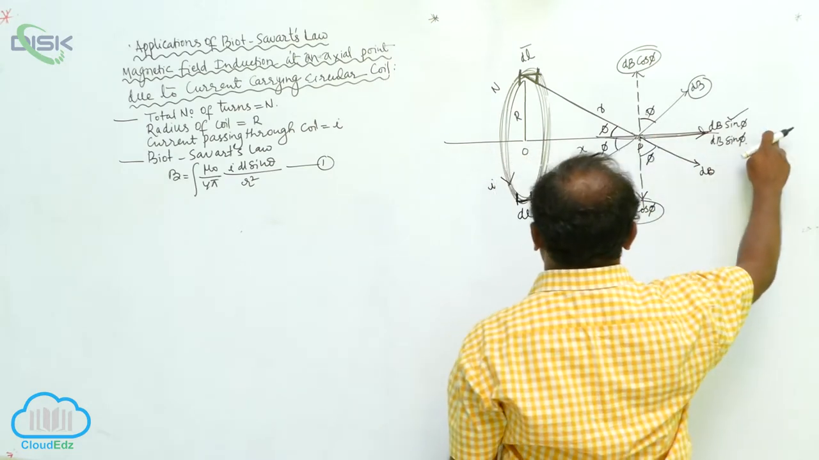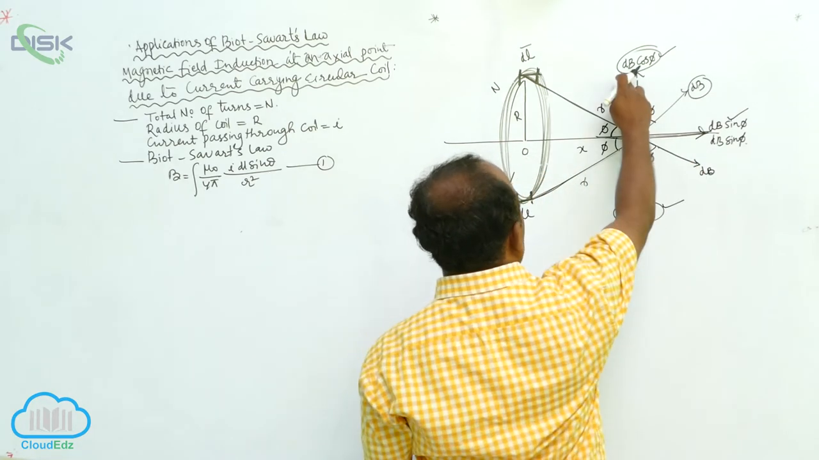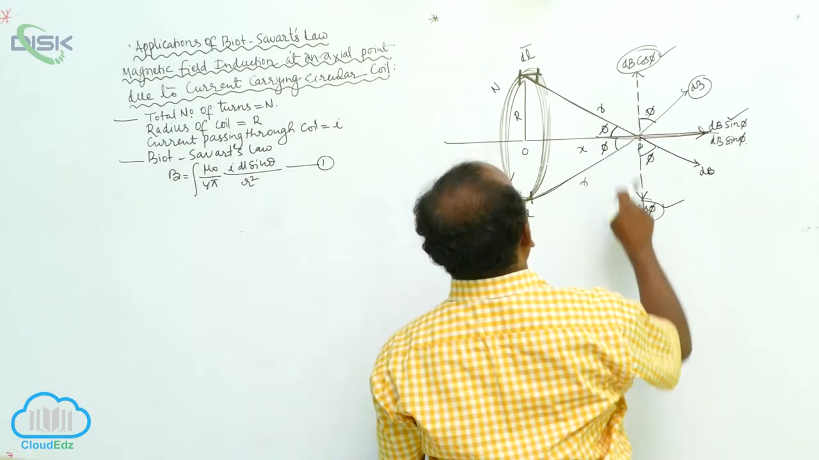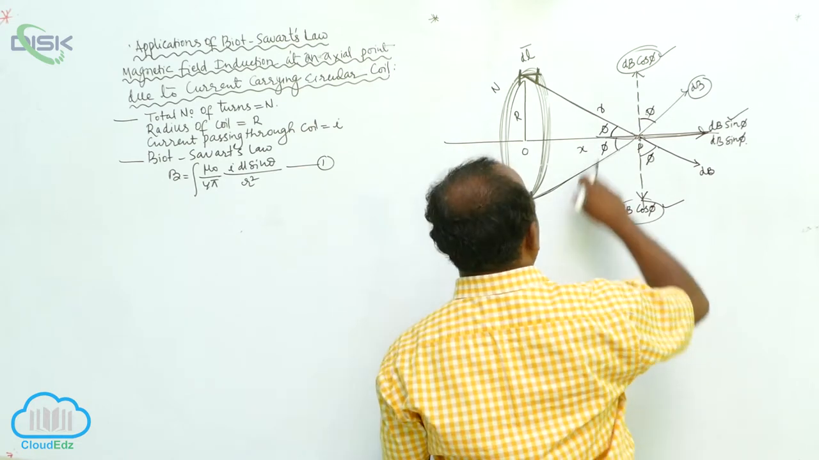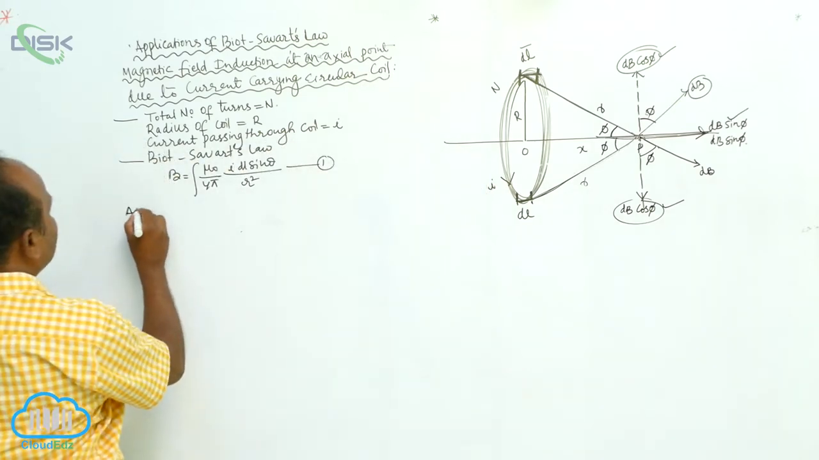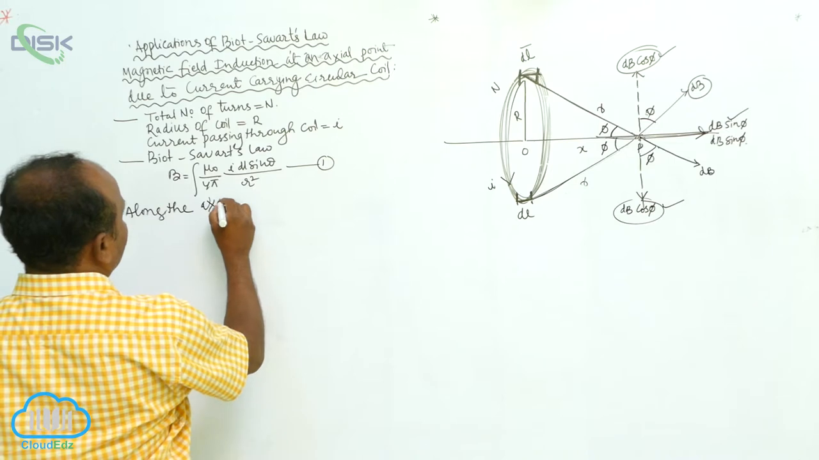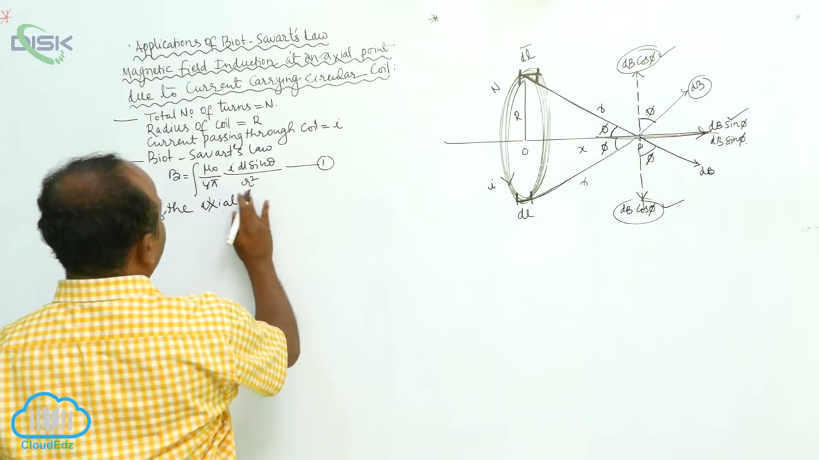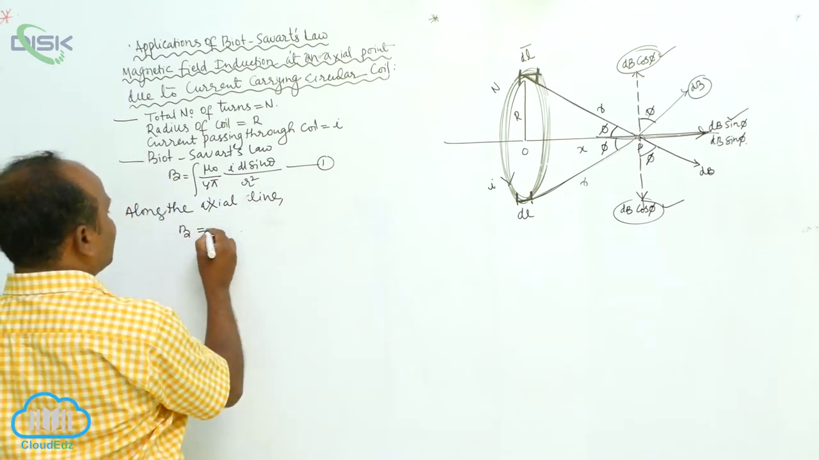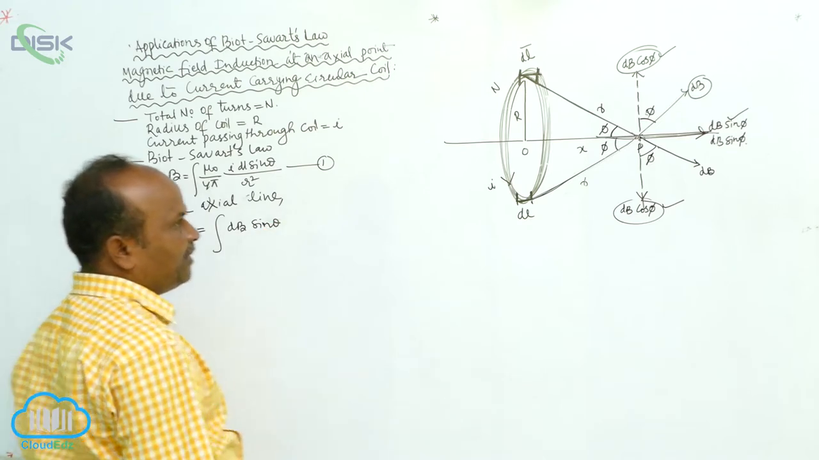Perpendicular to the axial line, the components of dB are both equal and opposite. Hence, perpendicular to the axial line, the magnetic field components cancel. Therefore, along the axial line, B is equal to the integration of dB sin phi.